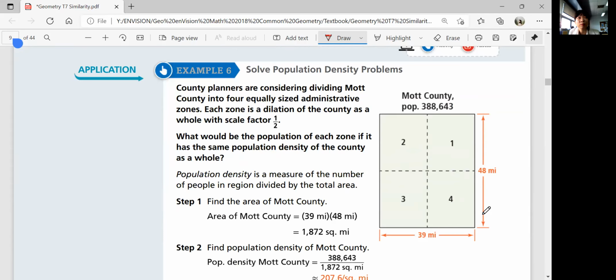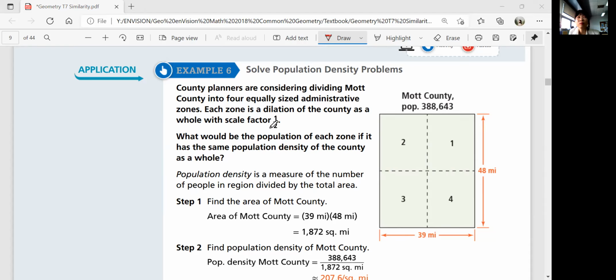Oh, we have another example. I'm sure this is the last one since it's an application problem. Solve population density problems. County planners are considering dividing Mott County into 4 equally sized administrative zones. Each zone is a dilation of the county as a whole with scale factor of 2. So each zone is a dilation of the whole thing by a scale factor of 2. Basically, you dilate by half, shrink it by half, and that gives you 4 equal parts from the whole.